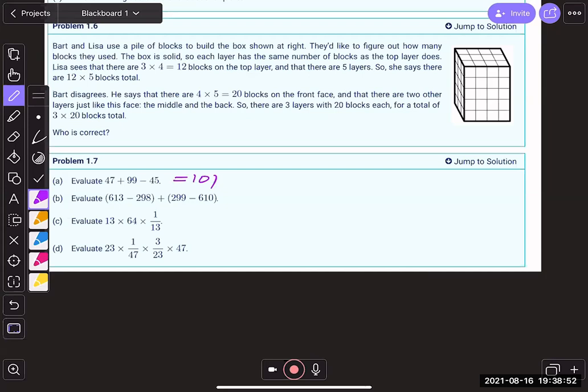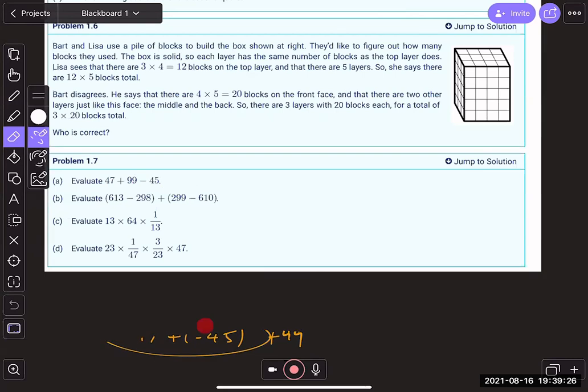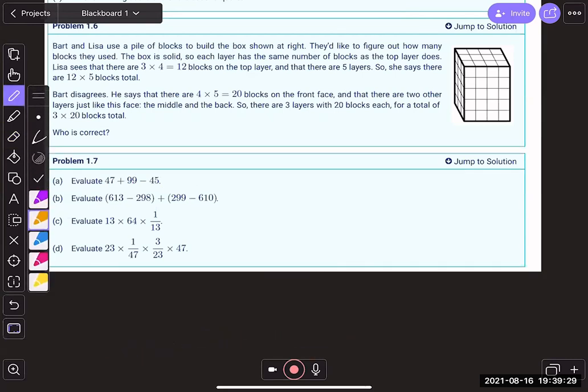So the way that you did this is the right way to do this. You want to make things nicer for you. You want to make this as easy as possible, right? So what you did was you said that this minus 45, that's the same thing as plus a negative 45. And now that it's addition, I can move it wherever I want. I can do it in any order I want. So now I do 47 plus negative 45 plus 99. And now this equals just 2. 2 plus 99 is a lot easier than 47 plus 99, right? So that's how we got your answer of 101. All right, nice job. All right, part B.